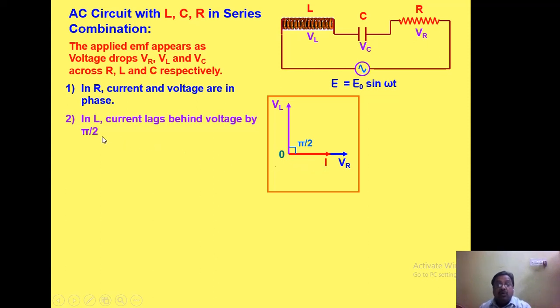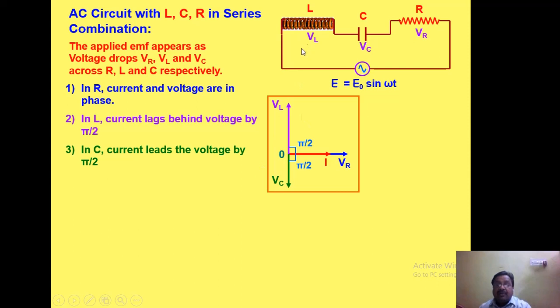And if it is a purely inductive circuit, in a circuit containing inductance only, current lags behind voltage by pi by 2. So the angle between voltage and current is pi by 2. But if it is purely a capacitive circuit, then current leads the EMF. It is represented by this figure. VC is represented by this green line vector, VL by this violet line vector. Okay, so this is the vector diagram.